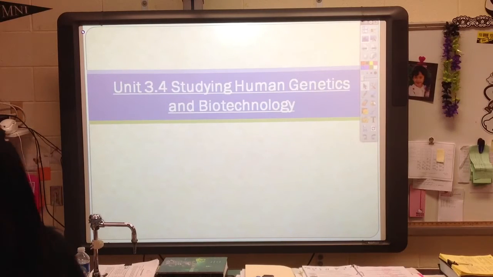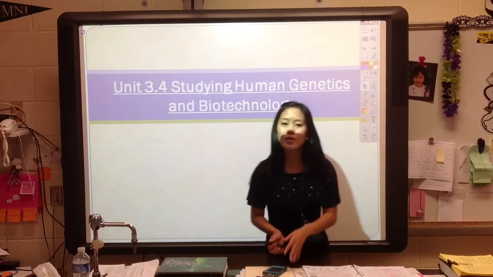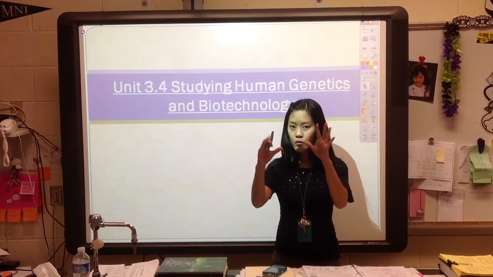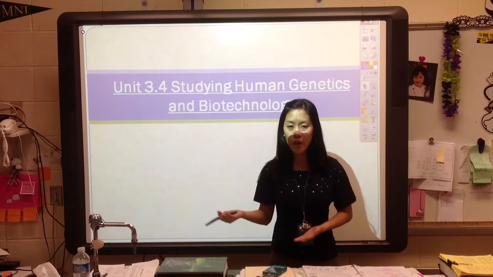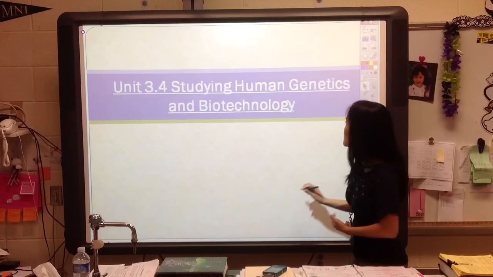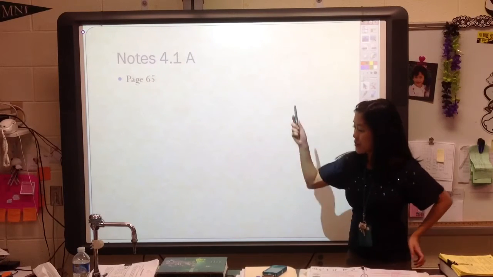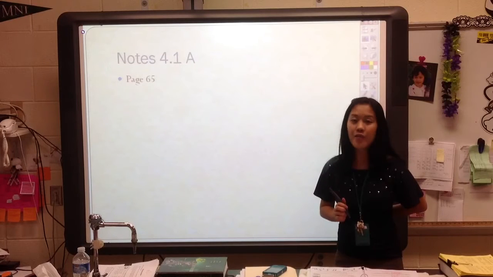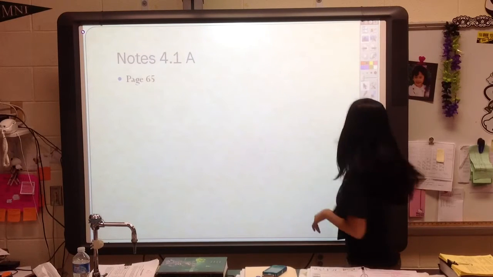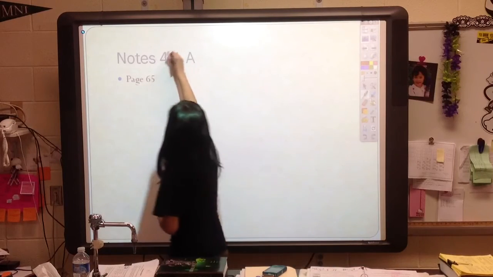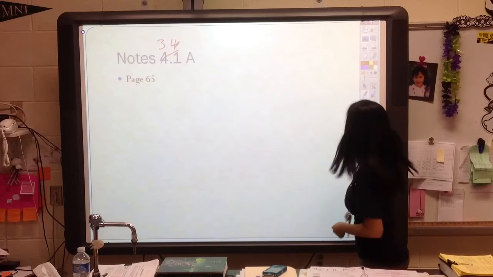And so in Unit 3.4, we're first of all going to be looking at different ways we can see how a parent will pass on a trait such as hemophilia or cystic fibrosis to their child. So we're going to be on, actually it's going to be notes 3.4, not 4.1, and we're going to be on page 65. So again, this is in Unit 3.4a. All right.